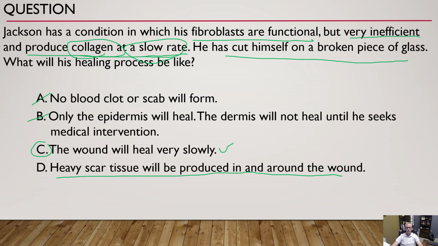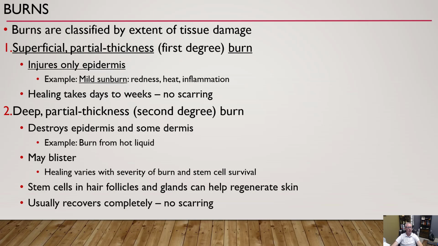But we're producing collagen at a slow rate. Genetics, severe injuries like deep cuts, burns, lacerations, large surgical incisions, infection, wound tension, and younger age are factors that increase scar tissue formation. So we're going to get rid of D. All right, burns.